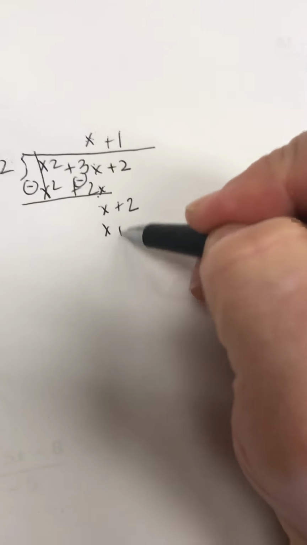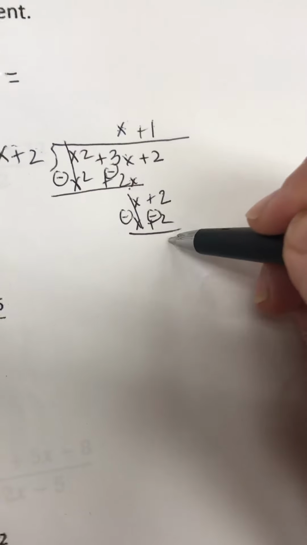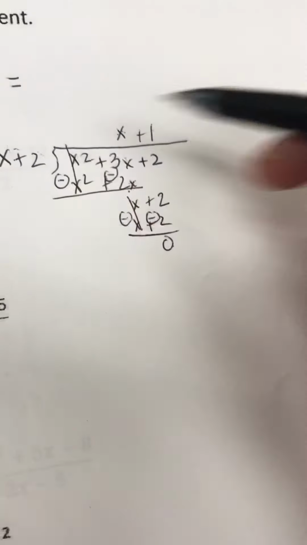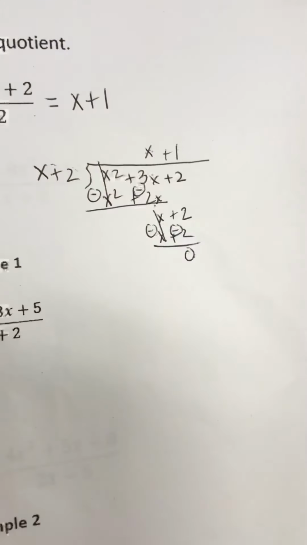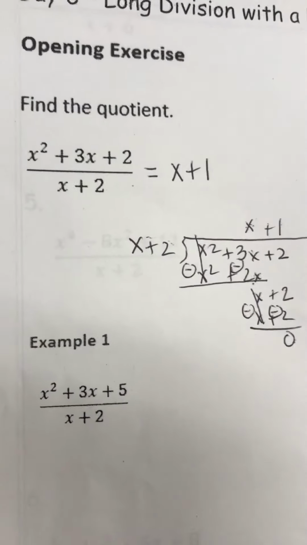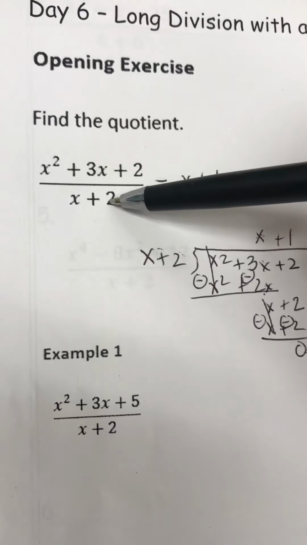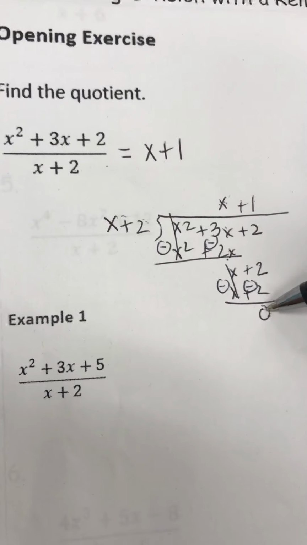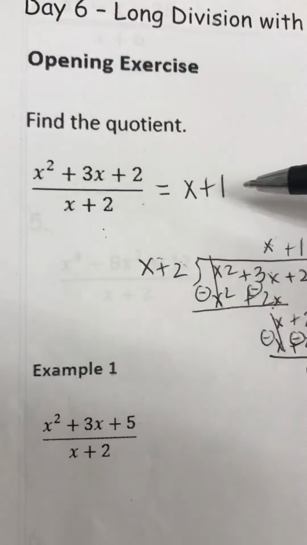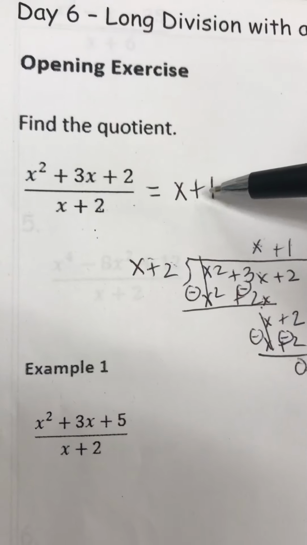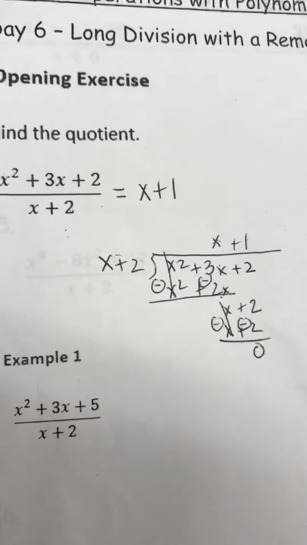1 times anything is itself. Change each to subtraction, these cancel, and so does this. That's a remainder of 0. So this whole thing just equals x plus 1, since there was no remainder. And the other day I showed you that if x plus 2 gives us a remainder of 0, then negative 2 is a root, the opposite of the factor, and negative 1 is a root, since that's also a factor. Okay, that's all old stuff.